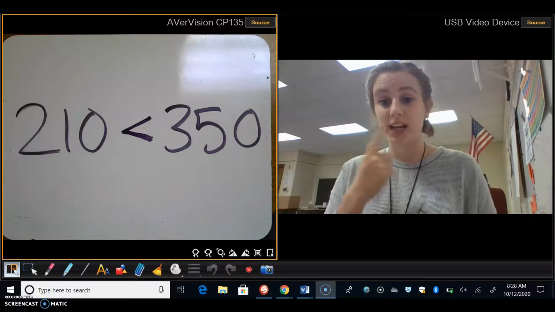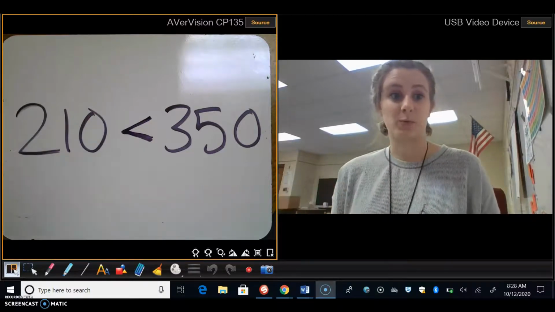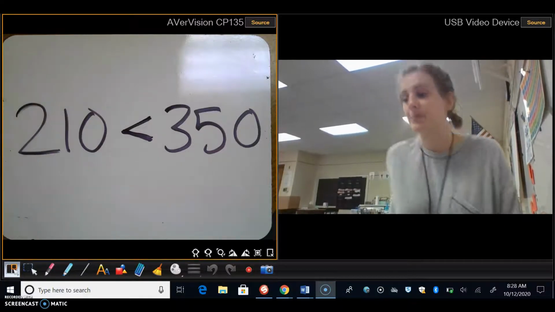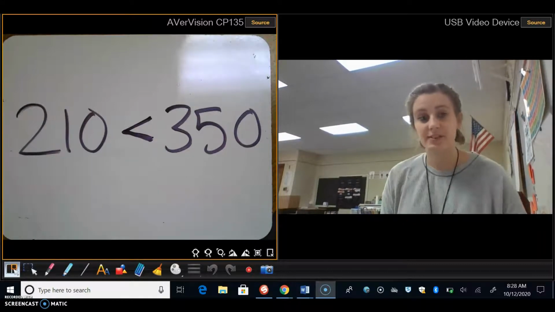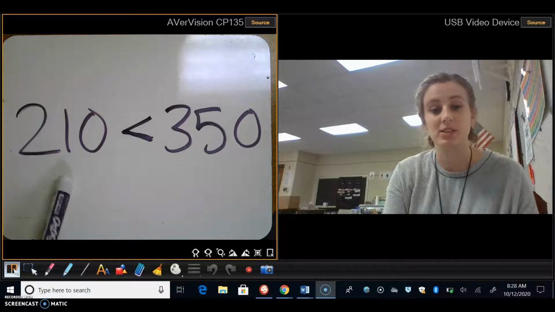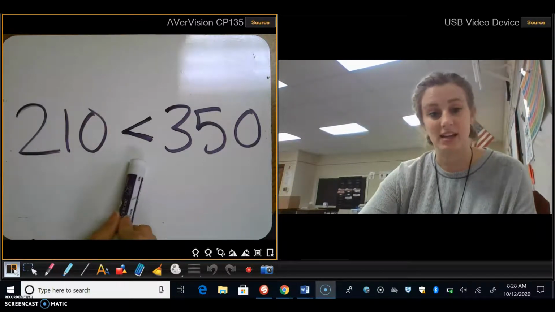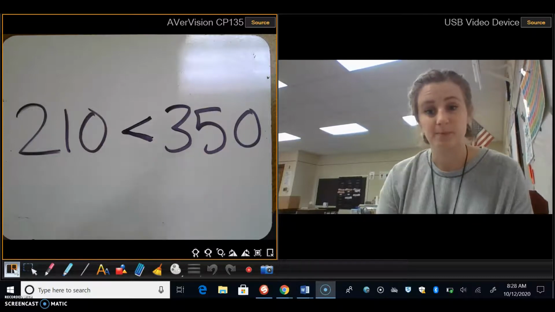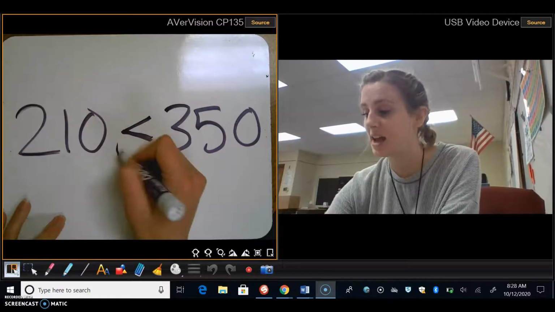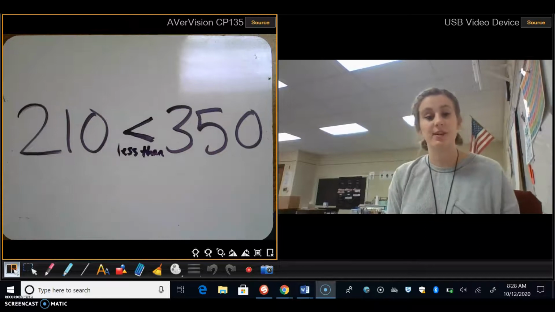But we want to read this problem just like we read, right? We read left to right. So instead of saying 350 is greater than 210, I'm starting with my first number, the number that's on the left. So I will say 210 is less than 350. Okay, so 210 is less than, I'm going to write that, there we go, it's less than 350.